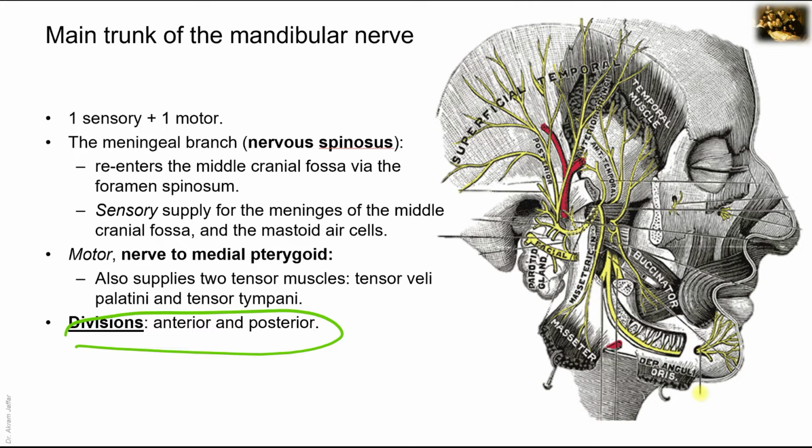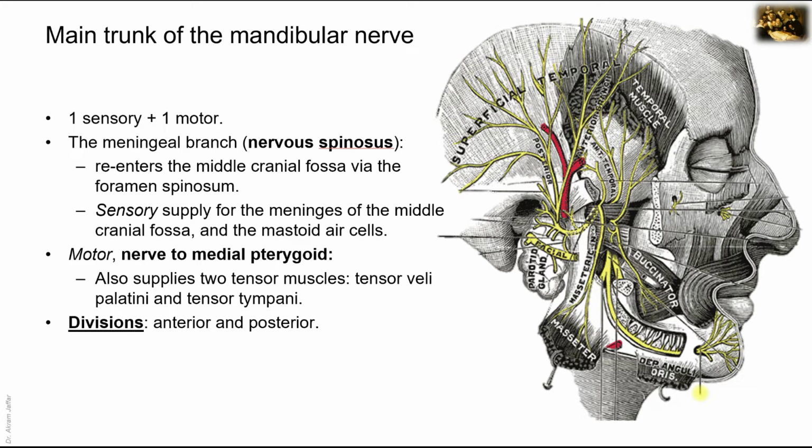Now the main trunk of the mandibular nerve will soon divide into anterior and posterior divisions, but the main trunk itself has two branches. It has one sensory and one motor branch. The sensory branch is called the meningeal branch, or the nervus spinosus, and this re-enters the middle cranial fossa, usually through foramen spinosum, where the middle meningeal artery is located as well, to supply the meninges of the middle cranial fossa. It is sensory, and also it supplies the mastoid air cells.